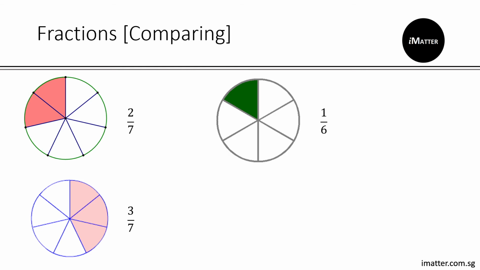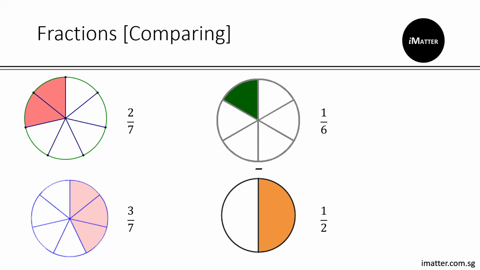This one shows a diagram of 1 out of 6, and this one shows 1 out of 2. Can you see which colored piece is bigger? The 1 out of 2 piece is colored bigger, while the 1 out of 6 one is significantly smaller. Now look at their numerators, their top numbers. Are they the same? Yep, they are the same. So how do I know which fraction is bigger than the other one? Look at the denominators, their bottom numbers, and see that the smaller the denominator, the bigger the piece. Now this is only on the condition that the numerators are the same.